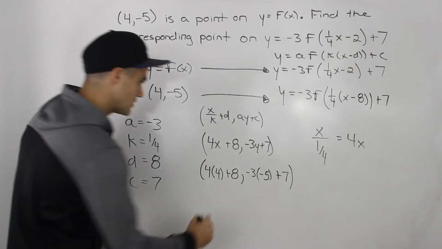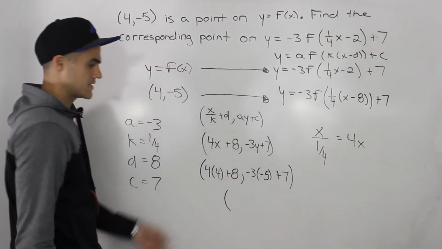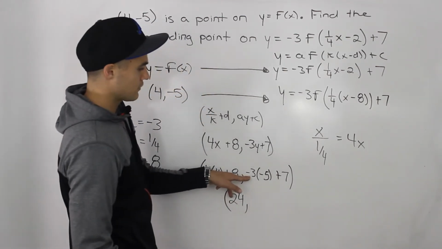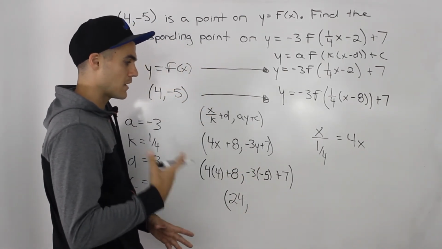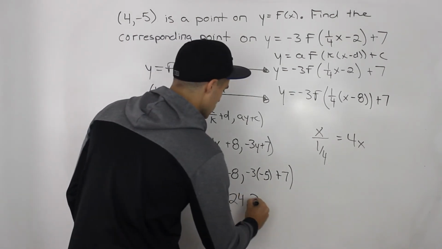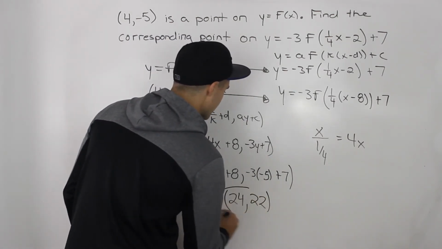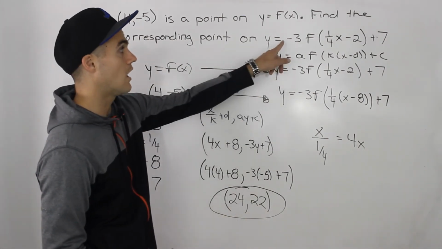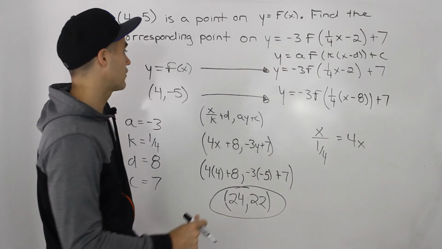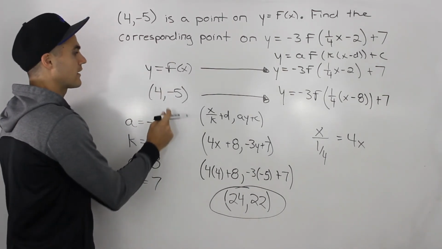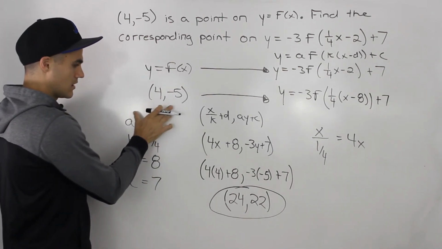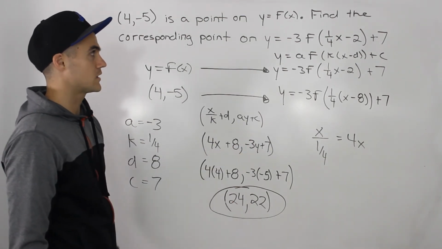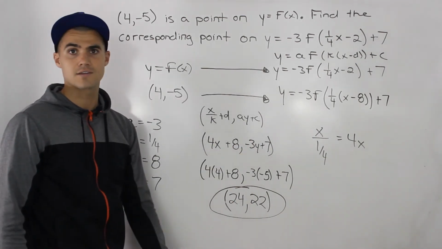And now we just do the algebra on this. So 4 times 4 is 16 plus 8, that gives us 24. Negative 3 times negative 5 is positive 15 plus 7 gives us 22. So that there is the corresponding point, 24 and 22, on this function, if the parent function had the point 4 and negative 5. So we just took this point, put it through the transformation formula to get 24 and 22. That is the answer to this question.